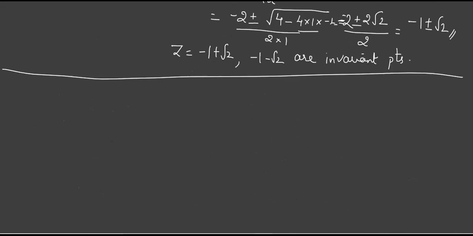Okay. Let me take another example. Is it clear how to find the bilinear transformation? If you have doubts, you can just ask. So I'll just write the question. We have to find the bilinear transformation which maps the points 1, i, minus 1 into 0, 1, infinity.